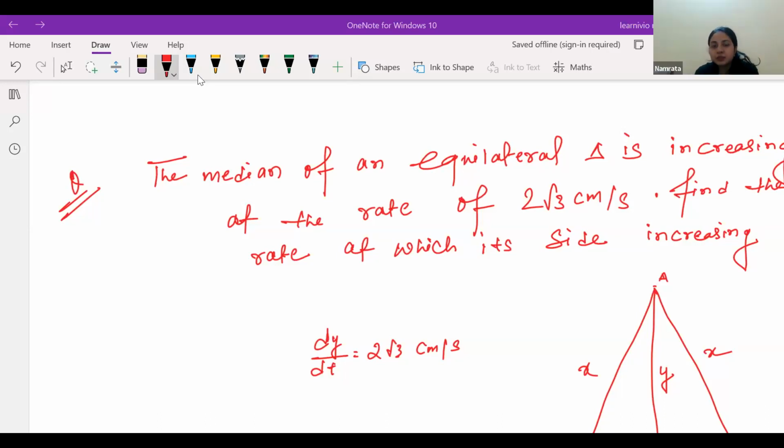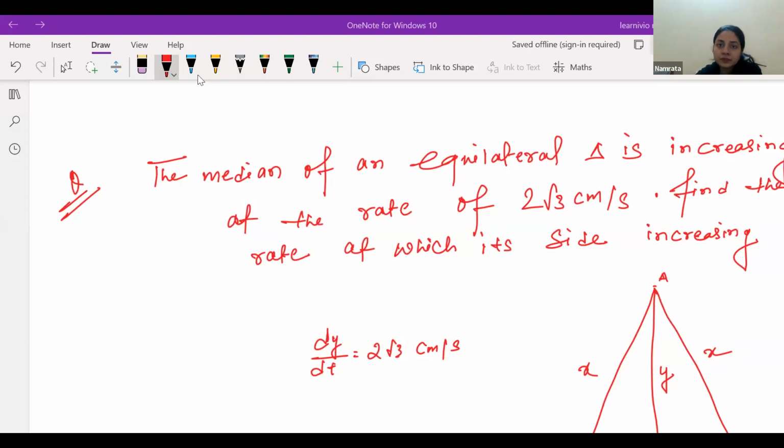Yeah, do we have any formula which is related to median and side of an equilateral triangle? Ma'am, half into base into height. This is the formula for area of the triangle: 1/2 into base into height. Here also.